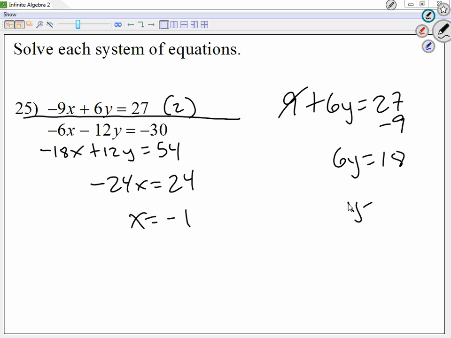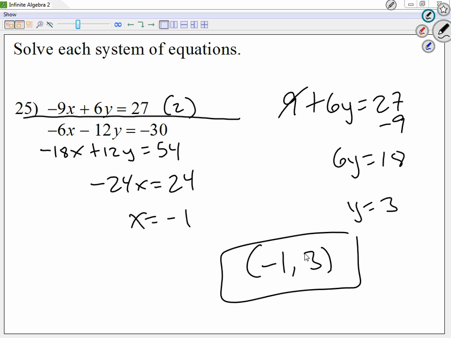I think we can agree that y equals 3, right? Divide both sides by 6. So my answer should be negative 1, positive 3. It doesn't matter which one you solve for first. They go in alphabetical order. X and then y.